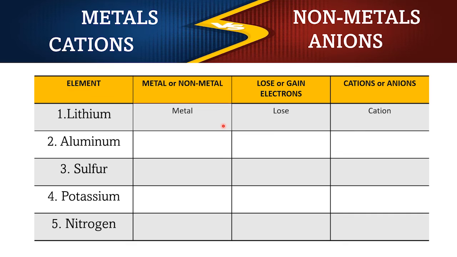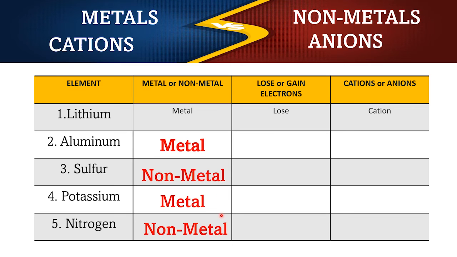Okay, so maybe you're done with your answer sheet. So for aluminum, it is a metal. For sulfur, it is a non-metal. Potassium is a metal. And nitrogen is a non-metal. So for its tendency to lose or gain electrons, if aluminum is a metal, it tends to lose electrons. If it is a non-metal, it tends to gain electrons. For potassium, it will lose electrons. And for nitrogen, it will gain electrons.